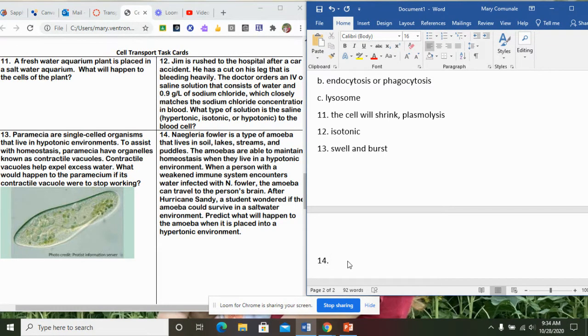(14) Naegleria fowleri is a type of amoeba that lives in soil, lakes, streams, and puddles. The amoebas are able to maintain homeostasis when they live in a hypotonic environment. When a person with a weakened immune system encounters the infected water with N. fowleri, the amoeba can travel to a person's brain. After Hurricane Sandy, a student wondered if the amoeba could survive in a saltwater environment. Predict what will happen to the amoeba if it is placed into a hypertonic environment. If it's placed into a hypertonic environment, the amoeba should shrink and die.